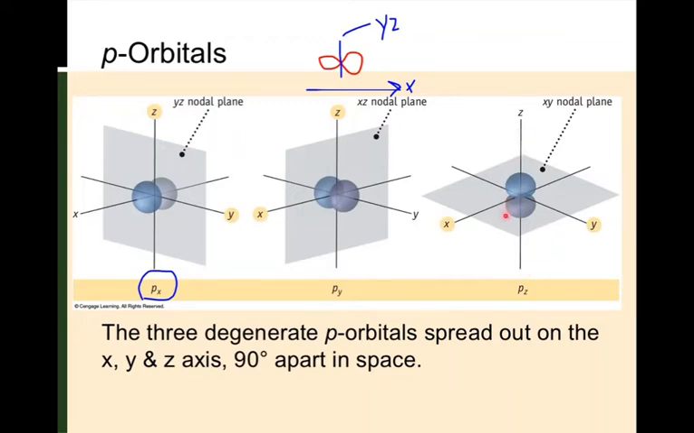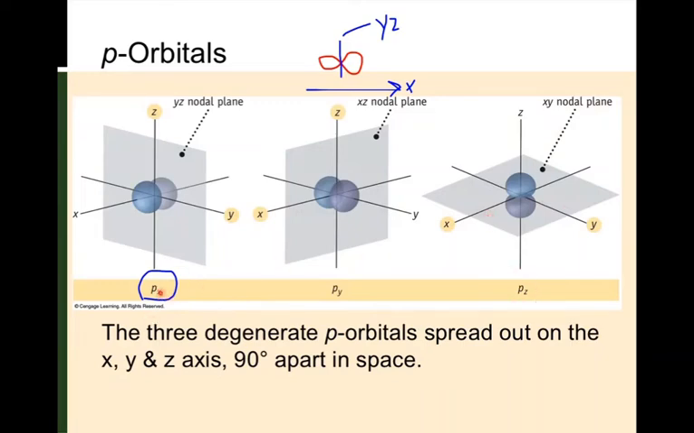The nodal plane, the point where the probability of finding the electron is 0, is perpendicular to that orbital. The orientation of this orbital is PZ, so the node will be perpendicular to that, which is the XY nodal plane. So it's in the XY plane. It's quite easy to remember.